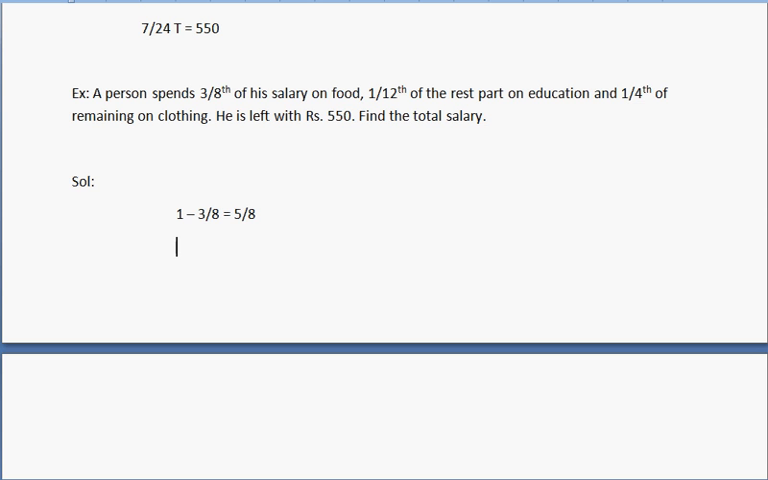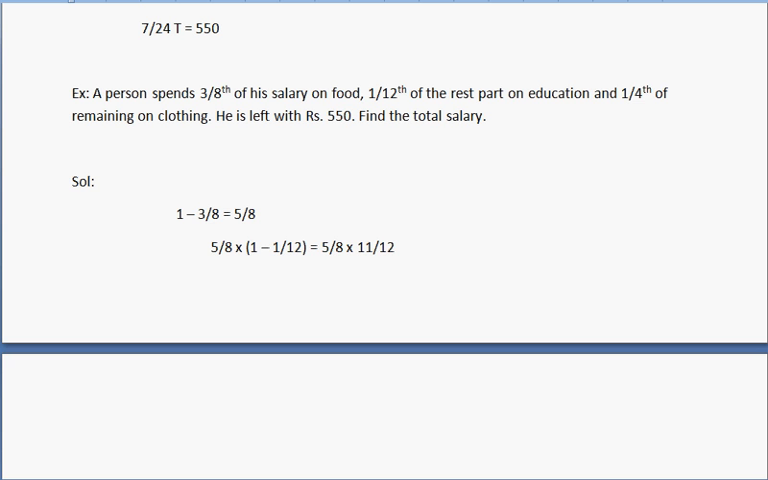Now out of this 5/8 salary, he has spent 1/12 on education. So he would be left with some part, 5/8 into 1 minus 1 by 12. After spending on food and after spending on education, he is left with 5/8 into 11 by 12. This is what he is left with.